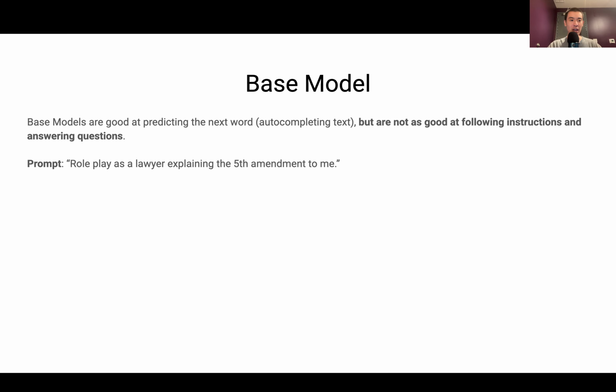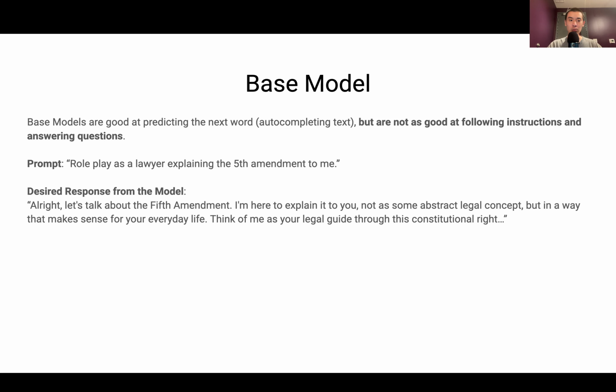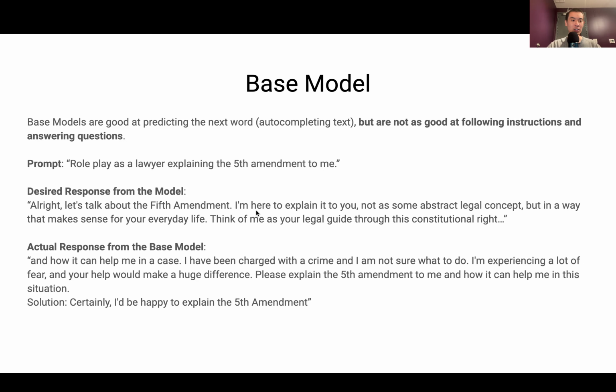Let's say we give it a prompt of role play as a lawyer explaining the Fifth Amendment to me. The ideal response, or the desired response we want from the model, is that it immediately role plays as a lawyer and explains the Fifth Amendment to me. But because the base model is only good at predicting the next word or auto-completing text, sometimes when we give it a question or an instruction, it will think it needs to auto-predict the next word to complete this as a question. So now, the base model will actually say, "and how it can help me in a case.